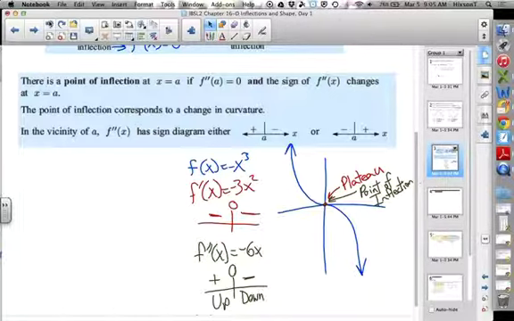Alright. So that's kind of the basics there. You get your critical value, and you can tell increasing or decreasing. You get where the second derivative is 0, and you can tell whether it's concave up or down. And again, finding that point of inflection tells you where the turning point is in the whole situation. Okay.